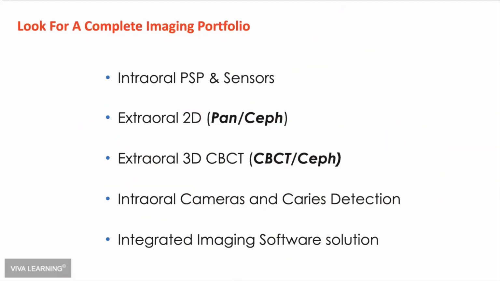And when we start looking for this, we want to look at that complete visual, what I call the imaging portfolio. So that's intraoral, phosphor plates and sensors, extraoral 2D, a pan, a ceph, the extraoral 3D, cone beam, intraoral cameras, some with caries detection, some without. And then you've got to wrap the whole thing up into a nice package. What software are you going to use? How is it going to integrate into your workflows? How does it interface with your practice management software? All of those things are really, really important.